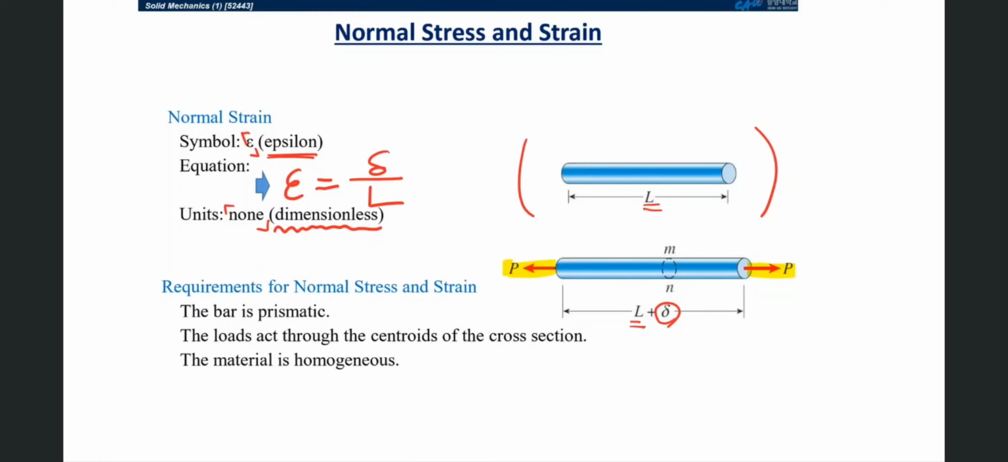Okay, so for the requirement for normal strain, we have to consider this basic assumption. The bar should be prismatic and the load acts through the centroid of the cross-section, and the material should be homogeneous. So this is a fundamental assumption to define normal stress and normal strain by considering the bar structure.